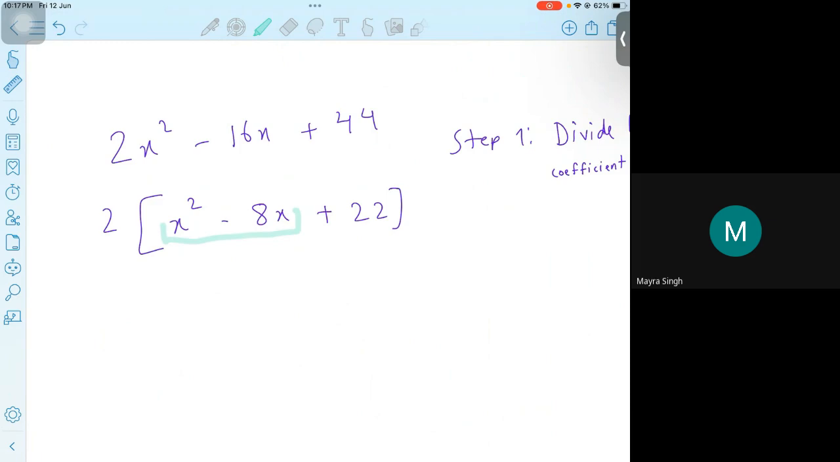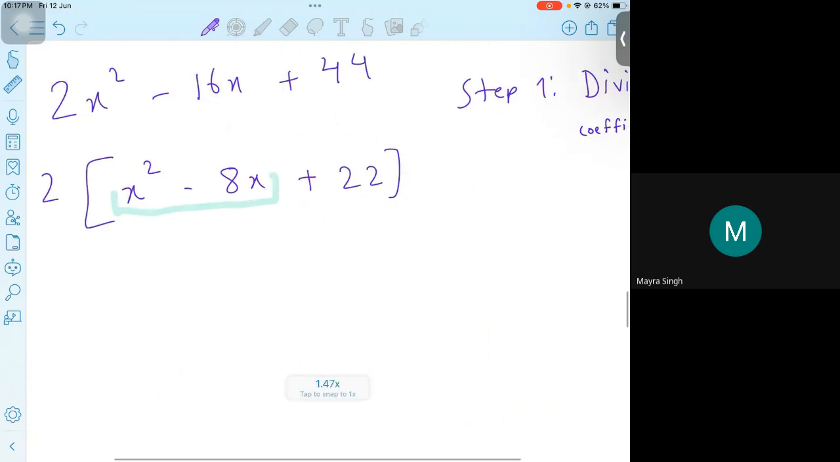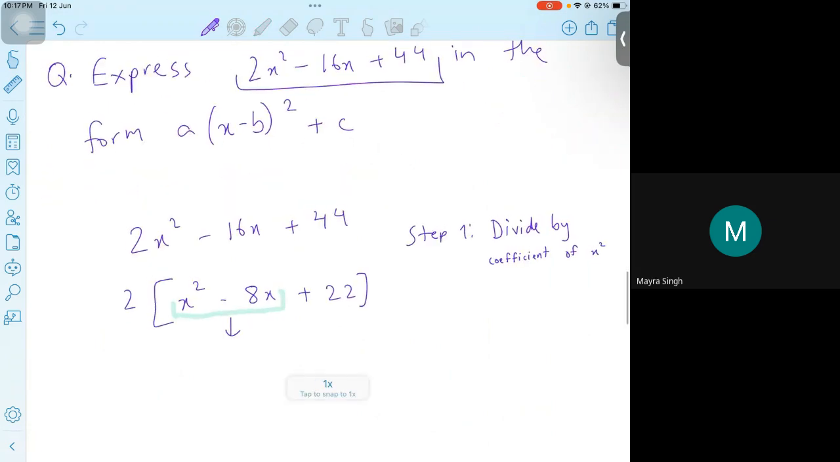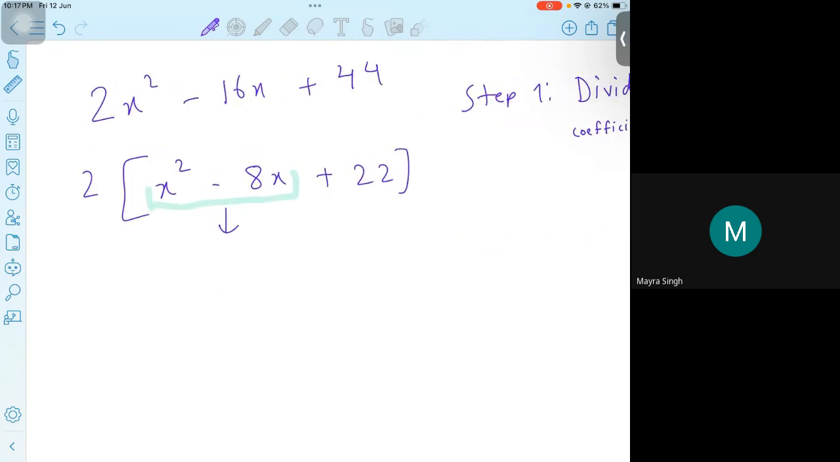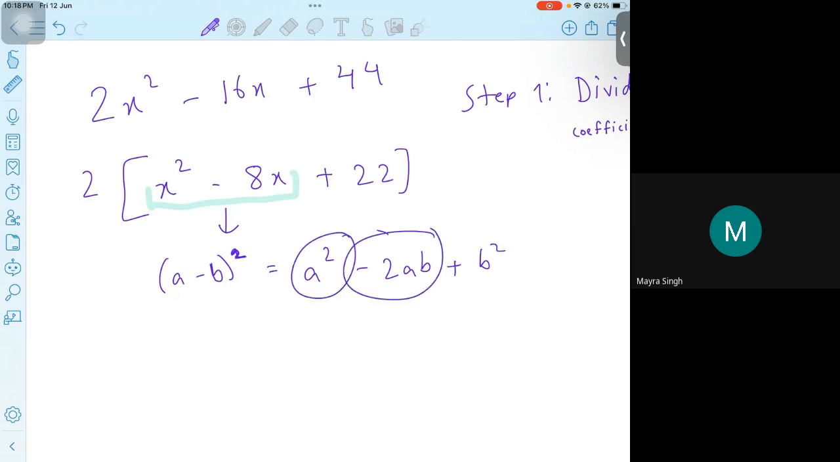Step 2 is going to be to isolate the x squared and x terms. So in this case, we have x squared minus 8x. Now here's where the magic happens. In order to go from this to this, we have to have a square inside a bracket, like a square outside the bracket. So the way to do this is you basically have to try to convert this into (a minus b) whole squared form. If you happen to recall from your IGCSEs, (a minus b) whole squared is equal to a squared minus 2ab plus b squared, correct? So this part and this part are basically saying that this 2 is this. That's the derivation behind it.